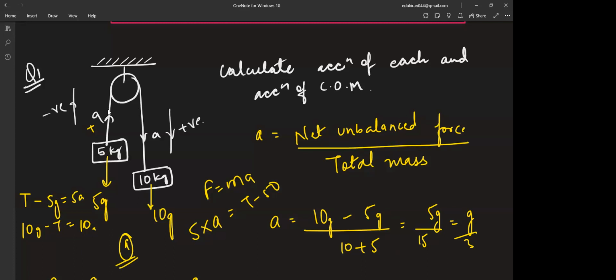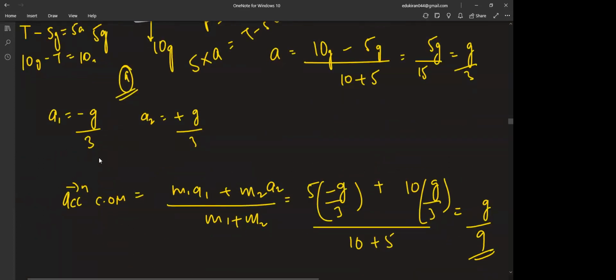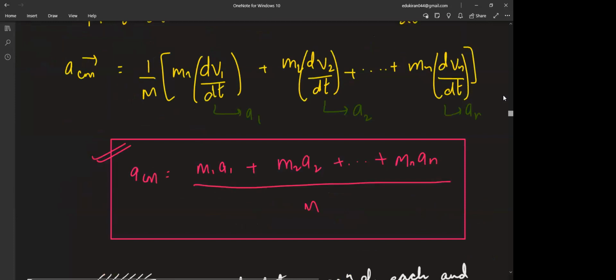In the question, it is saying both the accelerations are the same. It's just that upwards, this acceleration is negative, and this one is positive. It's just the condition that is given by the question. So you now have both values of acceleration, minus g by 3 and plus g by 3, right? Just put them in this formula, you will get g by 9. Clear? Yes, ma'am.